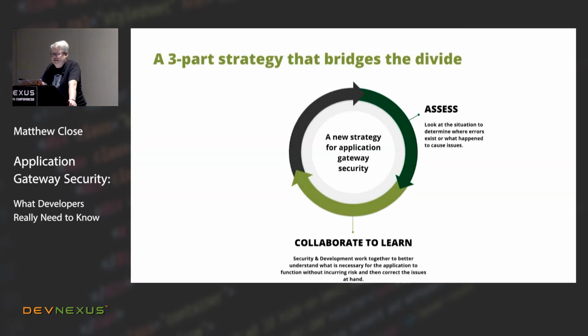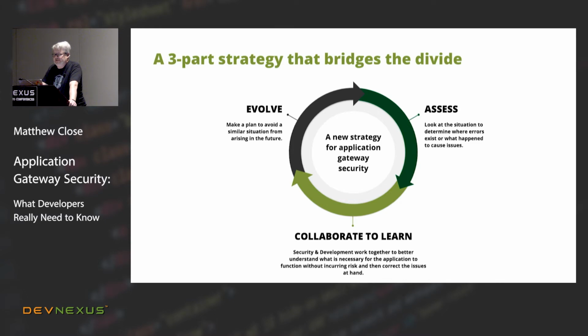So I'm proposing a three-part strategy that bridges this divide. The idea is that many issues can be prevented if developers and security teams gain a better understanding of what the other is doing with respect to the application, and then agree to establish a better relationship with defined roles to proactively prevent potential security risks.